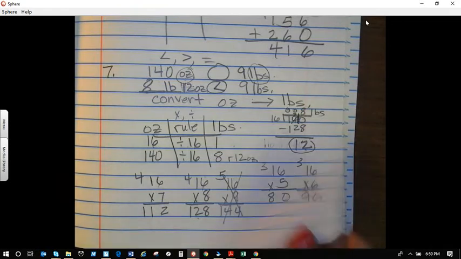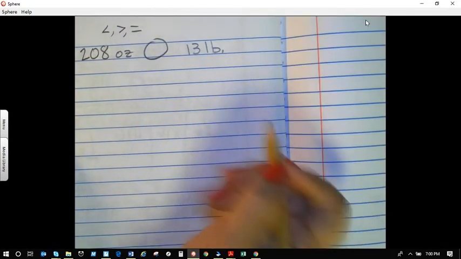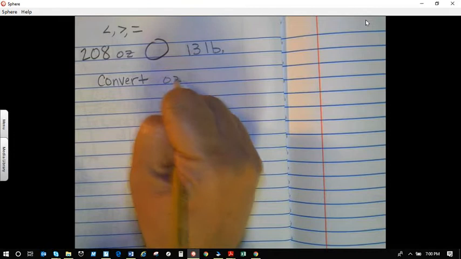All right, let's go to number 9. Number 9, we have 208 ounces. Is that less than, greater than, or equal to 13 pounds? I'm going to convert ounces to pounds.